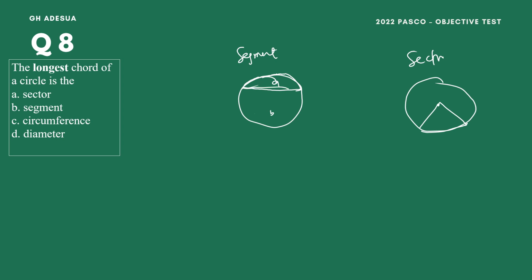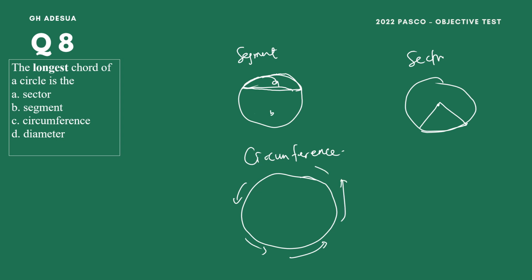And I told you earlier a chord is a line that joins 2 points on a circle. Then finally, we look at circumference. Circumference is actually the total distance around the entire circle. So if you have a circle, the total distance around the entire circle is called the circumference.